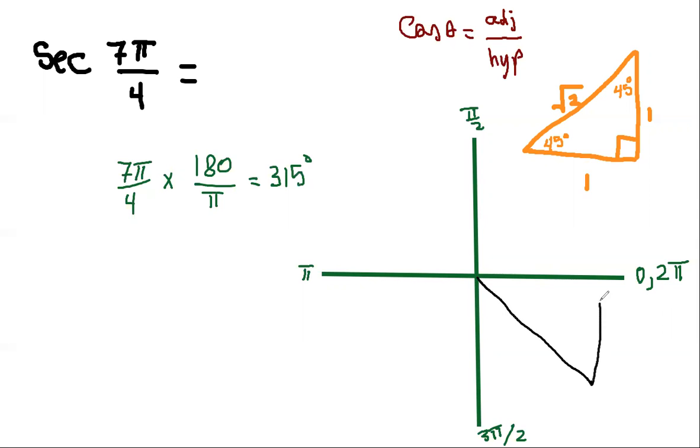So that's where your terminal arm is, 7π/4 right there. And the reference angle will be 360 minus 315, which is 45, and 45 is π/4 in radians. So if this is π/4, this is 90, then this is π/4 as well.